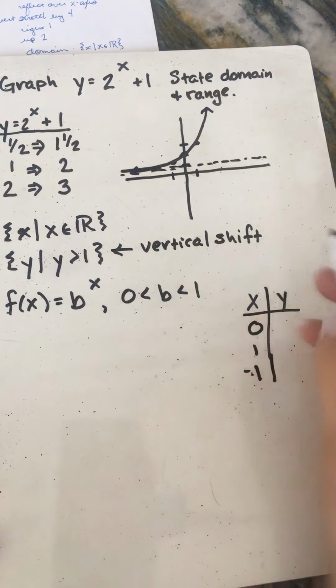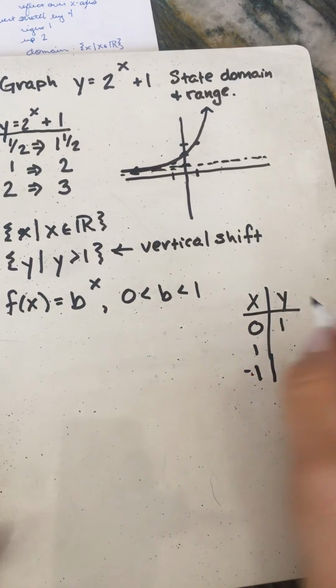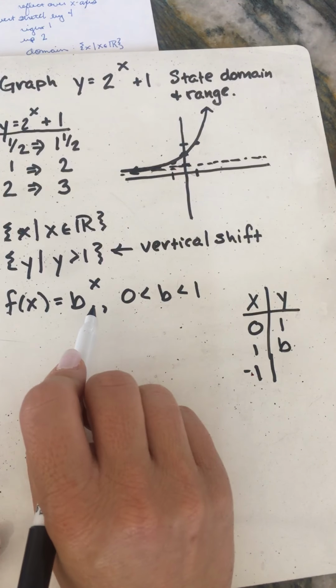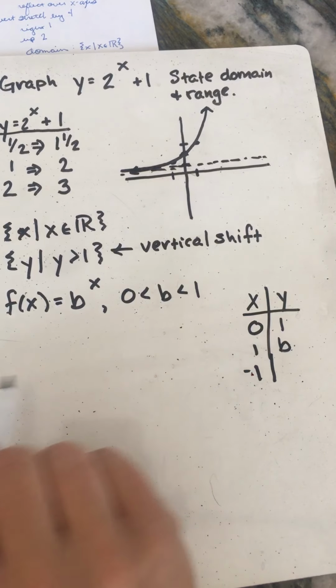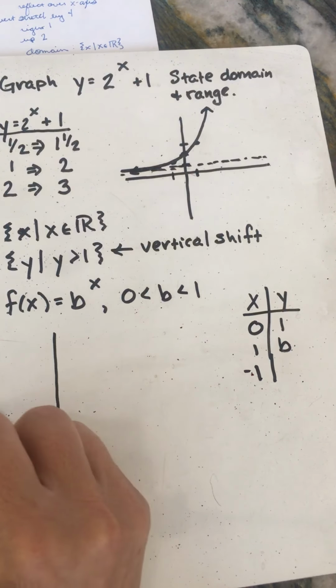So if you plug in 0, you're going to get out 1, right? Regardless of the value of b. Now if you plug in 1 and b is a fraction, you're going to get the fraction back. And then if you plug in -1 and b is a fraction, you're going to get the reciprocal of it. Okay, so let's think about this.